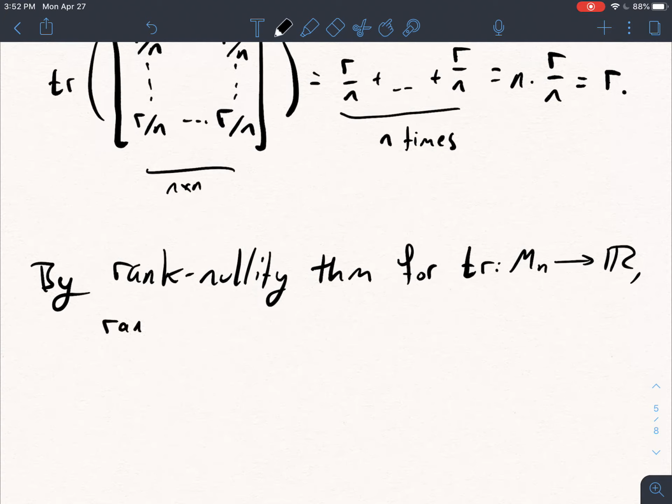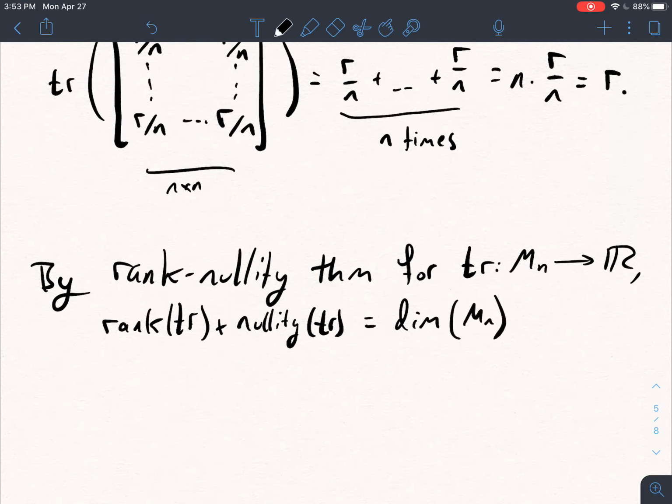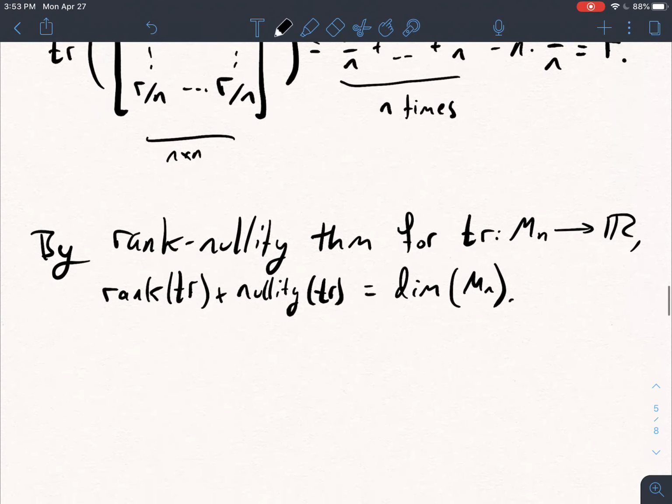All right, and now we have enough to apply the rank nullity theorem to the trace map. The trace map is from M_n to R. The rank nullity theorem quite literally says that the rank of the trace function plus the nullity of the trace function is equal to the dimension of the domain, which is M_n. The rank is the dimension of the range space. Because the trace map maps onto R, the range space is equal to R itself, and so the dimension of the range space is just 1. If this were not an onto map, then the rank would be equal to 0. But because this is an onto function from some vector space to R, the rank has to be 1.